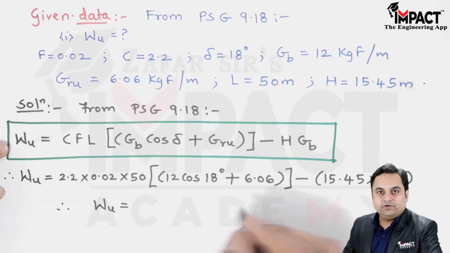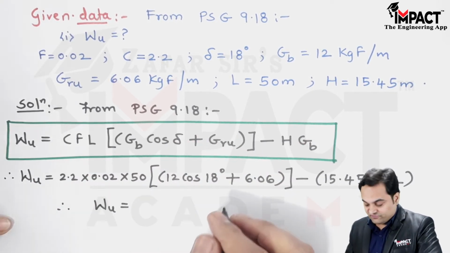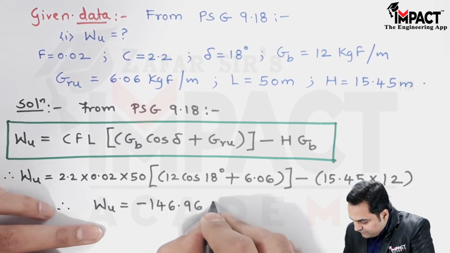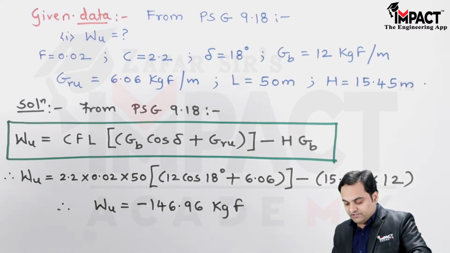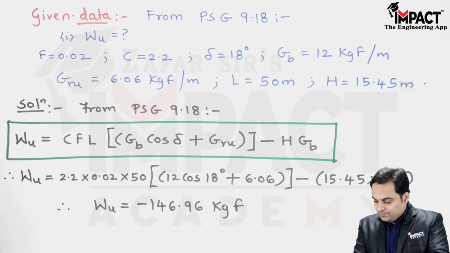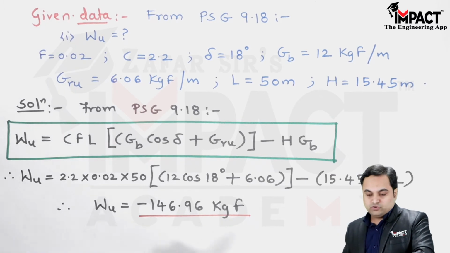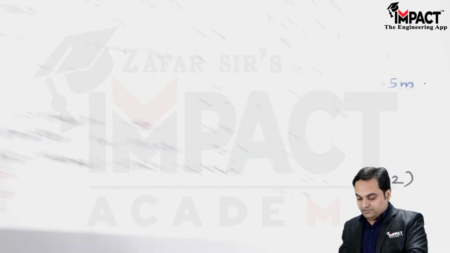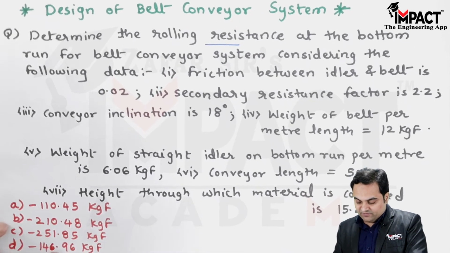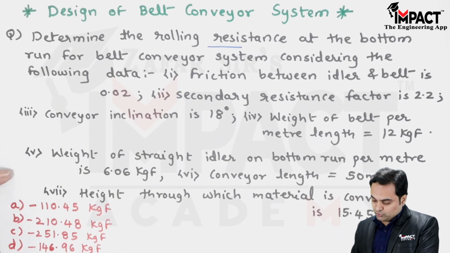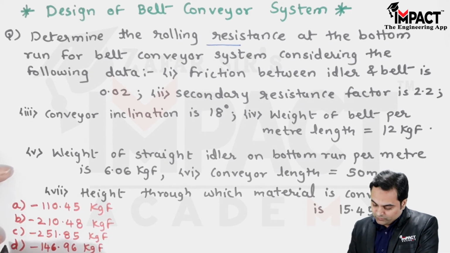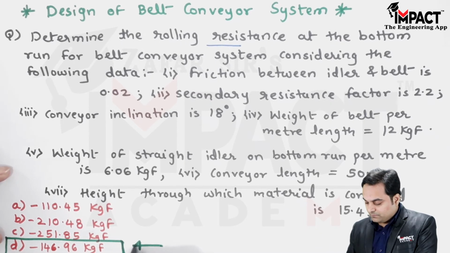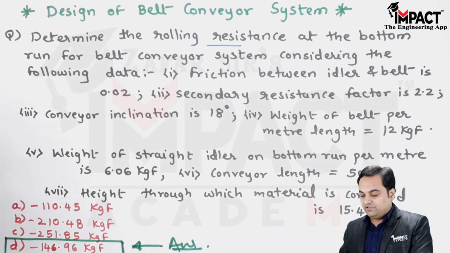So therefore on calculating this I am getting the answer of W suffix U, which is minus 146.96 kgf. That is the weight or resistance on the bottom run of the belt. So when we see the options which are given to us, option D is having a value of minus 146.96. So our answer is D. So I'll just make a box which will highlight the correct answer. So this is the answer, and with that the question gets completed.